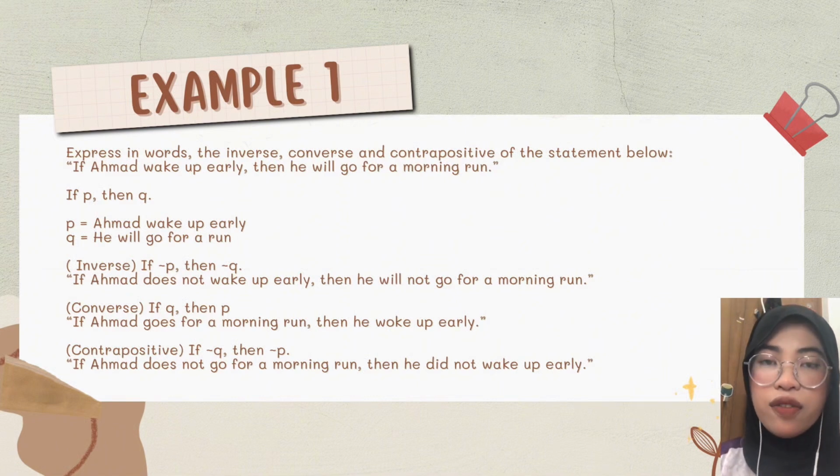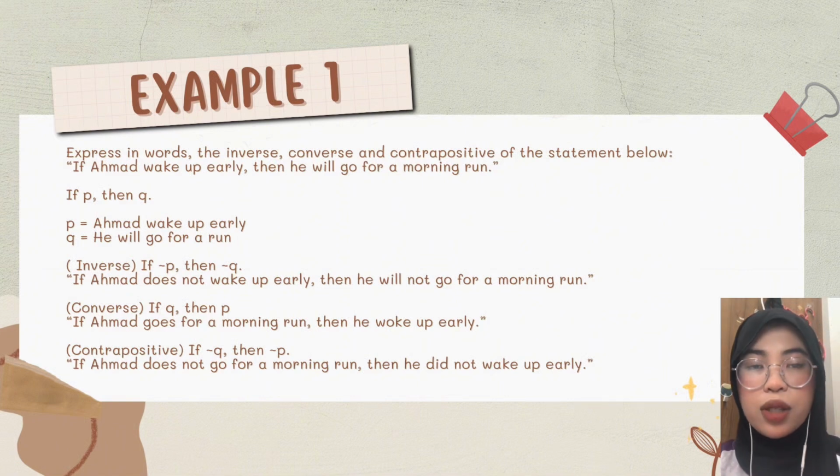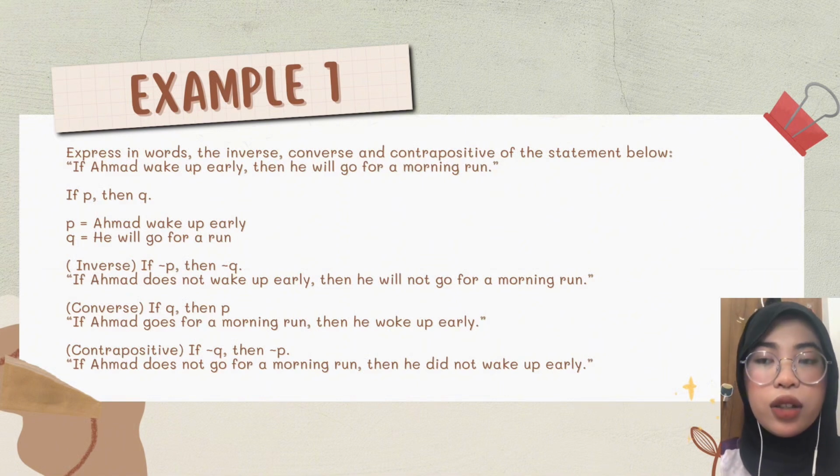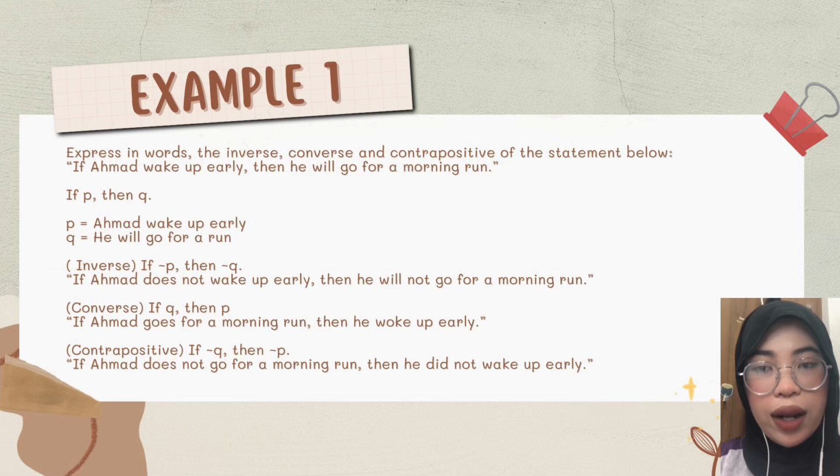Next, the converse is if Q, then P. Thus, it will be if Ahmad goes for a morning walk, then he will wake up early. The contrapositive is if not Q, then not P. Thus, it will be if Ahmad does not go for a morning run, then he will not wake up early.